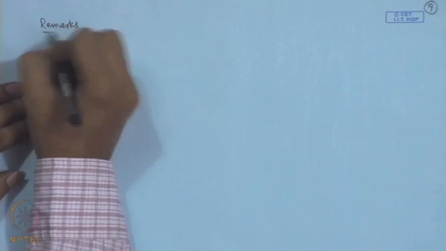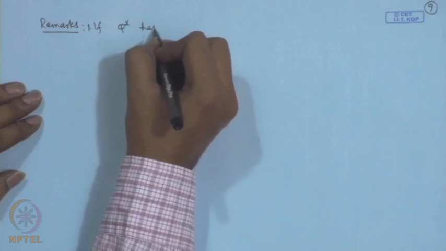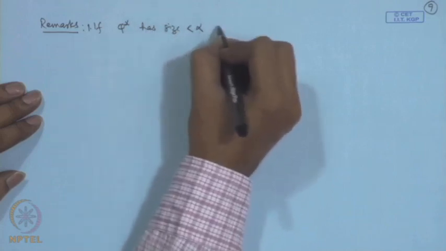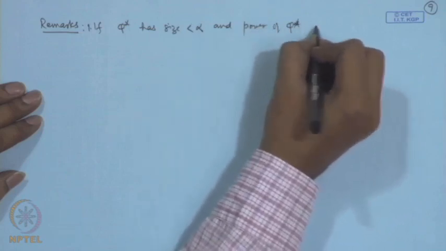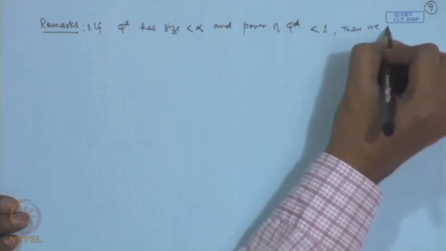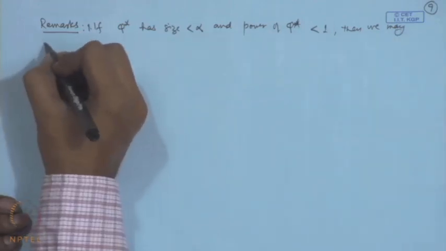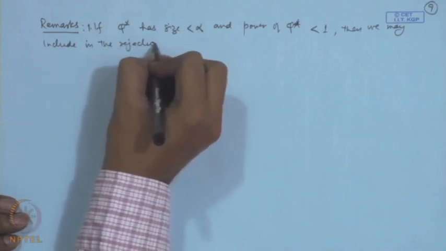Now, let us look at further remarks on this. If phi star has size less than alpha and power of phi star is, say, less than 1, then we may include in the rejection region.